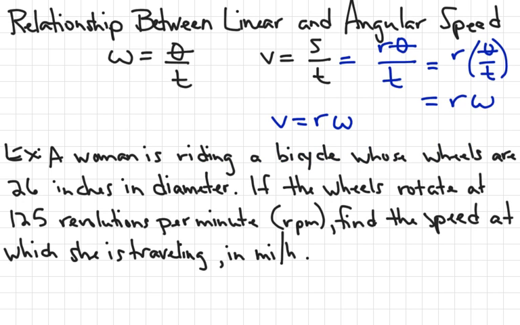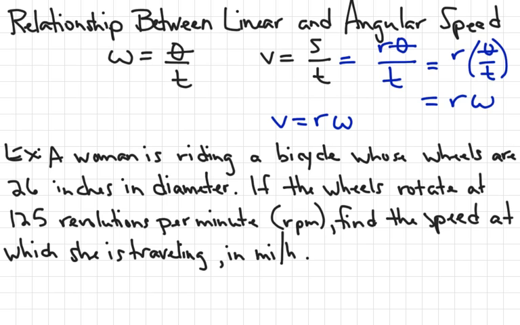A woman is riding a bicycle whose wheels are 26 inches in diameter. If the wheels rotate at 125 revolutions per minute, RPMs, find the speed at which she is traveling in miles per hour. Well, first of all, notice that at the end of the problem we want to be in miles per hour. And we're starting with a problem that has inches and minutes in it. So we're going to have to make a change at the end of the problem. We're going to have to use something called dimensional analysis, which you've done quite a bit of in chemistry.